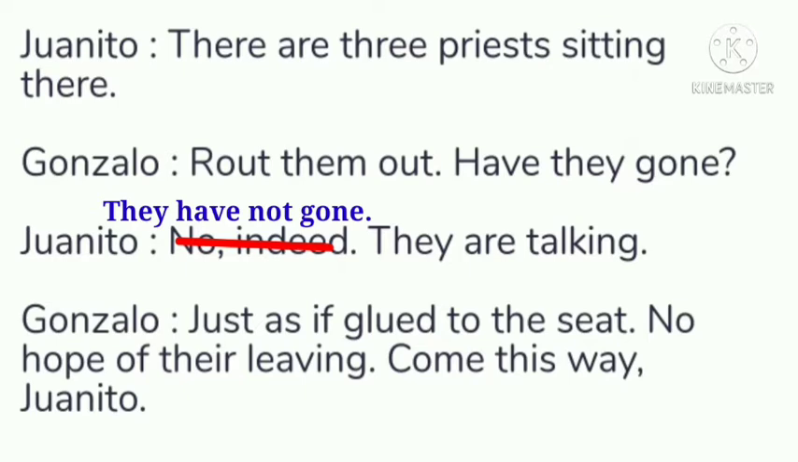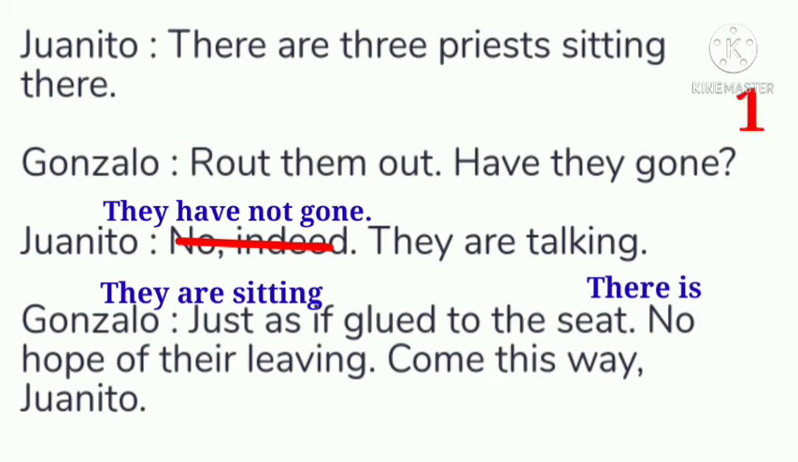Now in the next sentence, you have to begin the sentence with a subject and a verb. Therefore, it is they are sitting just as if. In the next sentence, before no, you have to add there is, subject and verb. Now the first step is over. So write 1.